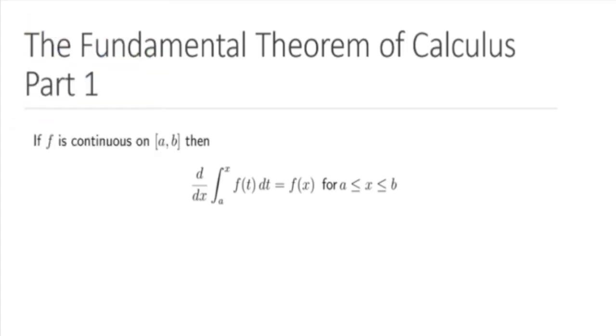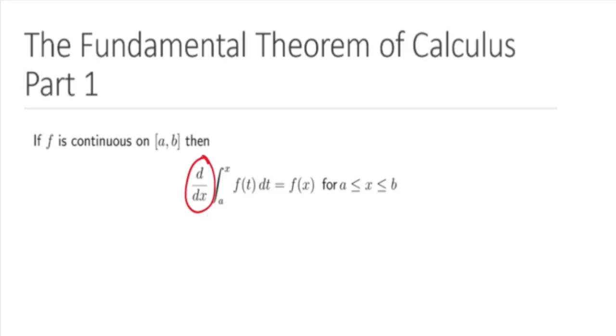the closed interval [a, b], then the derivative of the integral of f(t) dt from a to x is equal to f(x) for a less than or equal to x less than or equal to b. So ano ba ibig sabihin nito? Ang ibig sabihin lang nito is that if we're taking the derivative of the integral, we're going to end up with the original function. So if you would recall, this part here is the differentiation symbol, or it's one of the ways to write the derivative.